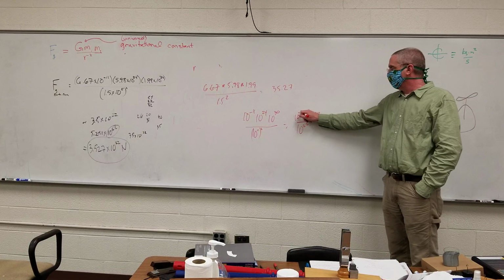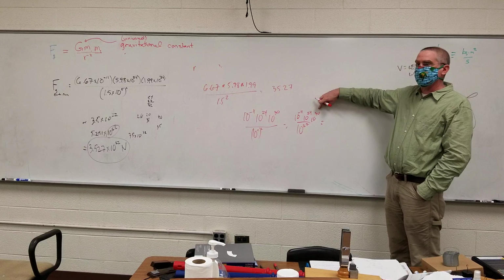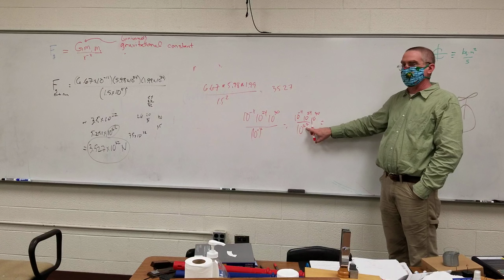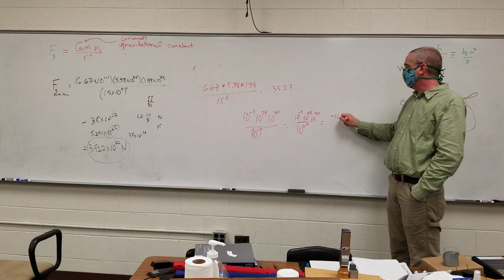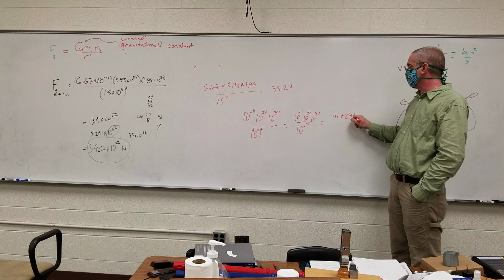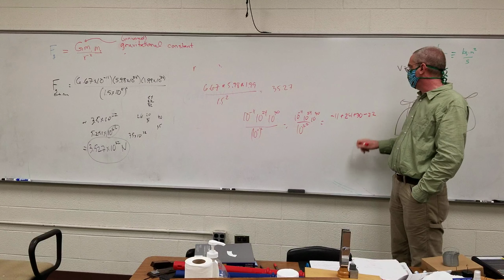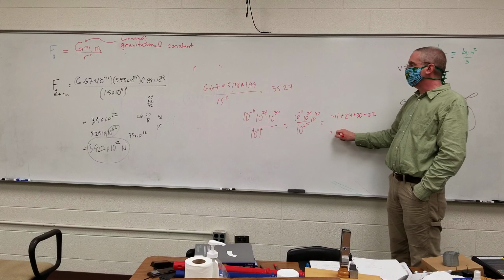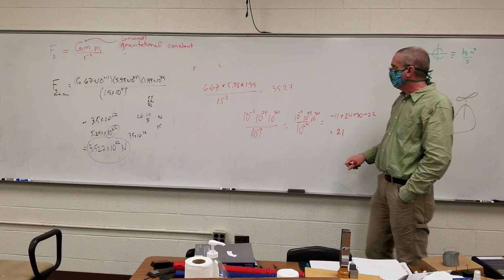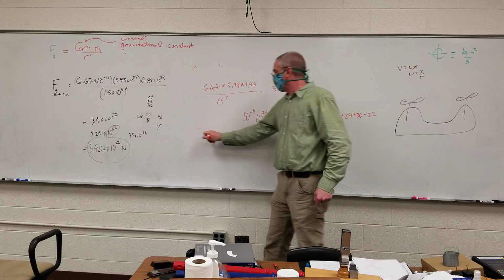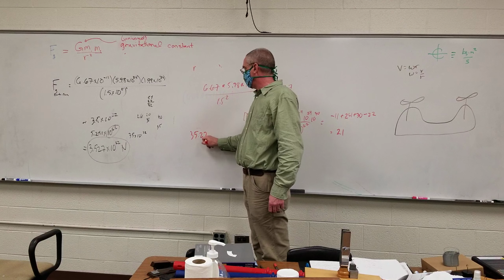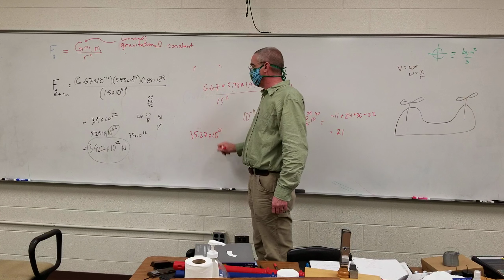Now, exponents that are multiplied together, you just add the exponents, and then you subtract whatever is on the bottom. So it's negative 11 plus 24 plus 30 minus 22, and that gets you 21. And so the final answer would be 35.27 times 10 to the 21st.